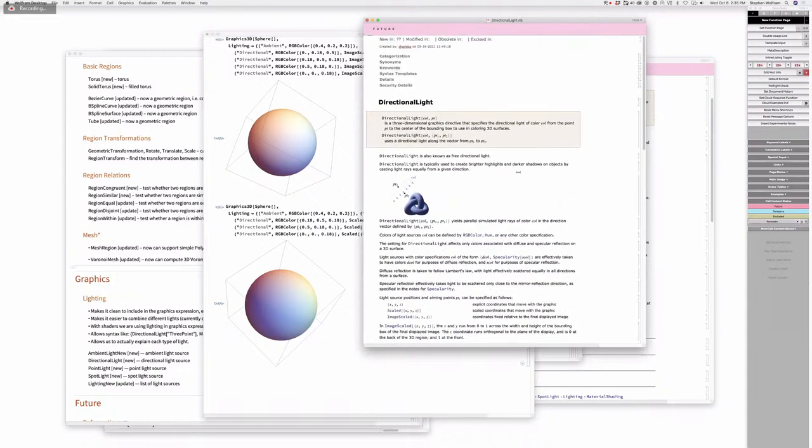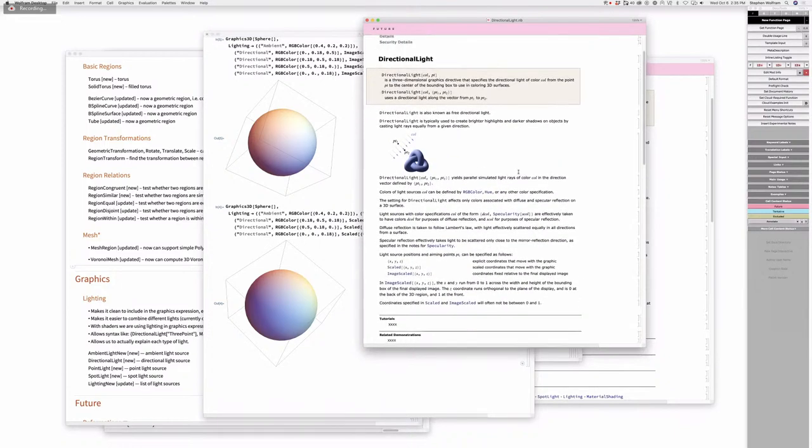Right. Okay, so I think I understand this. I think I'm good with this. Is there anything else that we need to look at? Are there any special features here? So directional light. It comes from infinitely far away.